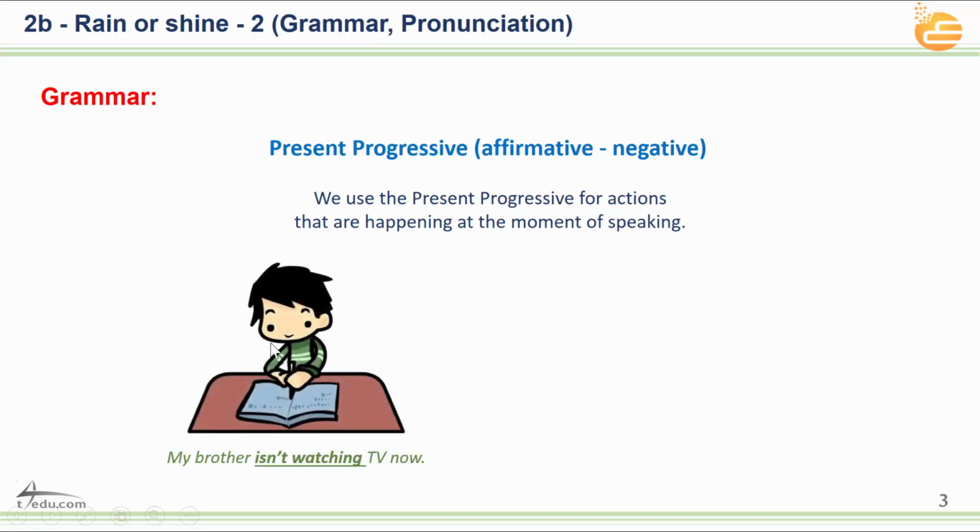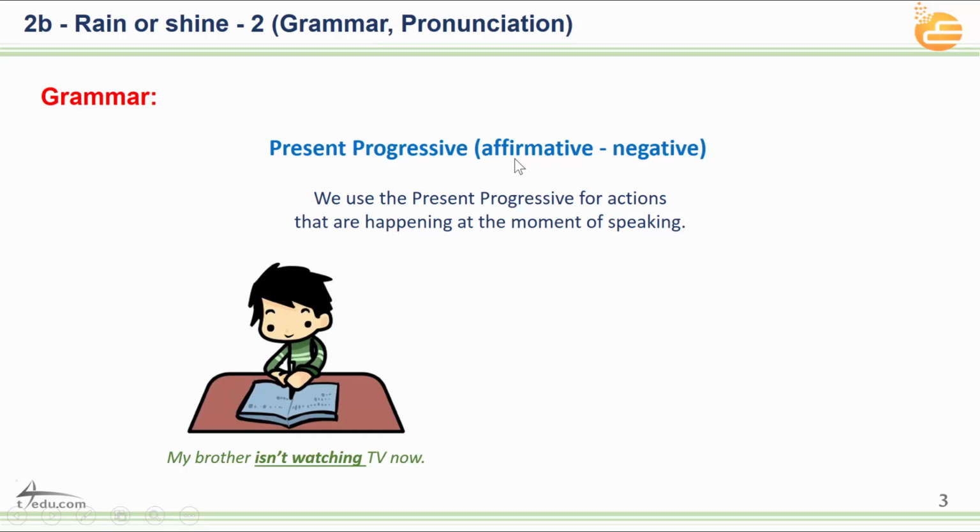For example, this boy now, listen, now or at the moment or at this moment, my brother isn't watching TV now. He is not watching. He's studying. He is not watching TV now. So can you see the sentence? My brother is, because he's only one, with not, isn't, watch, we should add ing, so it will be watching TV now. Okay, this is negative. Can you see the negative?